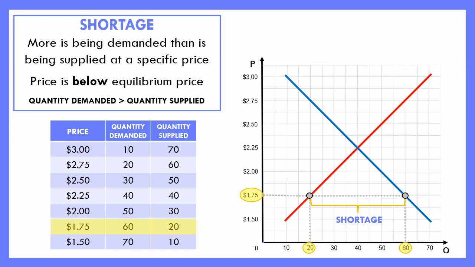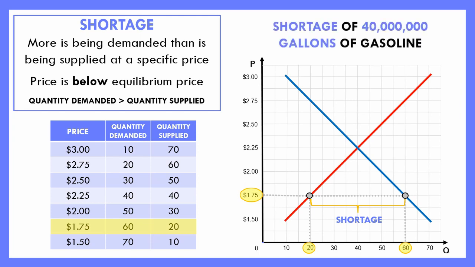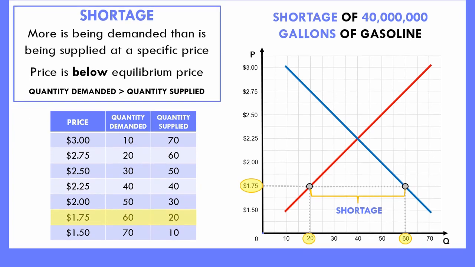Now, if we were to look at this and say, what is the size of our shortage? Well, what you would want to do is look there at $1.75 and say, okay, how many gallons of gas do we come up short? Well, 60 million gallons of gas were being demanded, and only 20 million gallons of gas were able to be purchased. That means we have a shortage there of 40 million gallons of gas. And again, it's a shortage because our quantity demanded is greater than our quantity supplied.